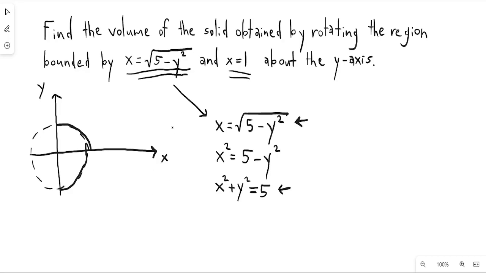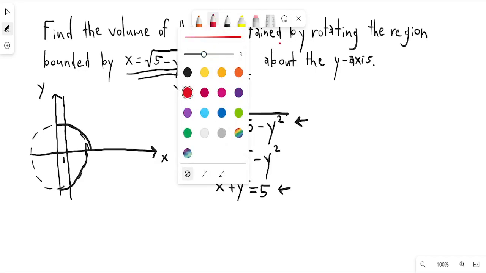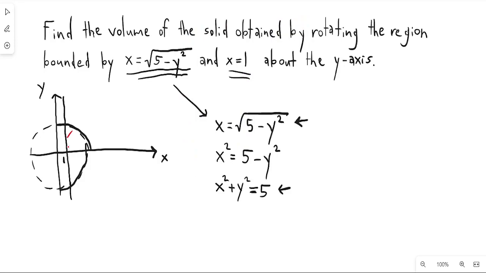Okay. So we have this curve, and then we have x is equal to 1. So somewhere in here we have x is equal to 1. Okay, and so the region that we're actually dealing with is the region that's bounded by these two curves. So this is what we're rotating, and we're rotating this around the y-axis like this.